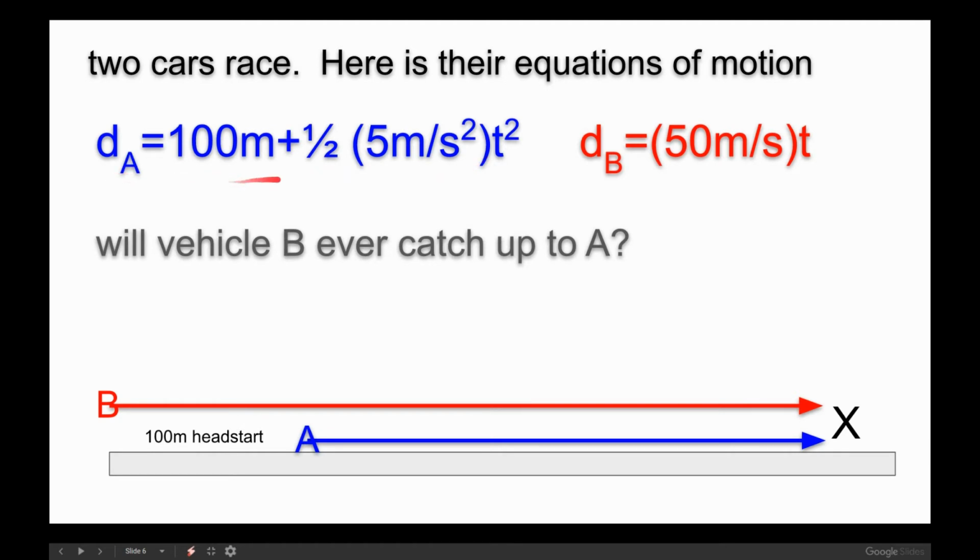So this is the equation of object A. This is the equation of object B. Could you tell me that even though A has a head start and it's accelerating, will B ever catch up and pass it, considering it's just moving at 50 meters a second? And I know you sometimes do equations like this in grade not 10. This one is 100% optional.